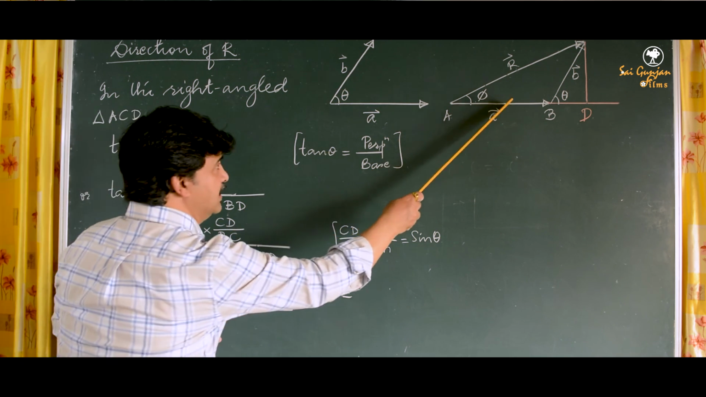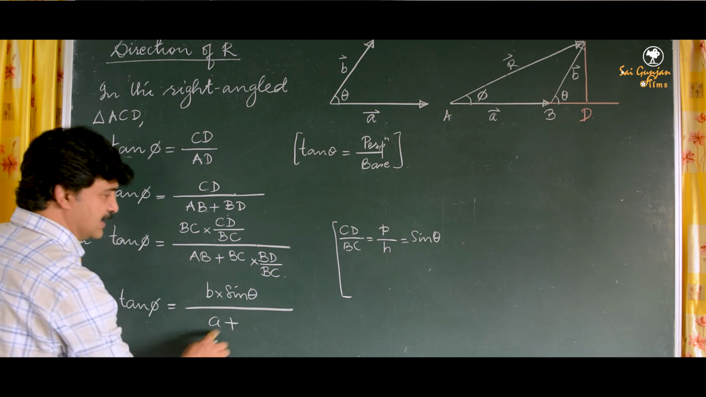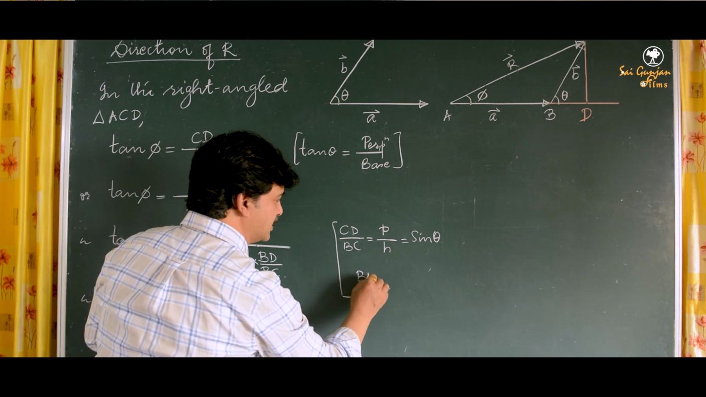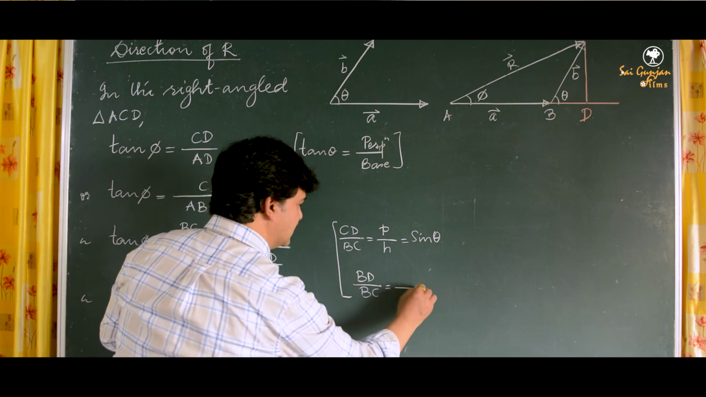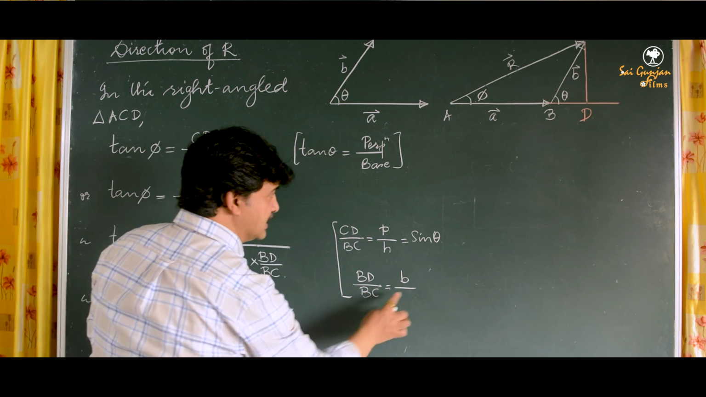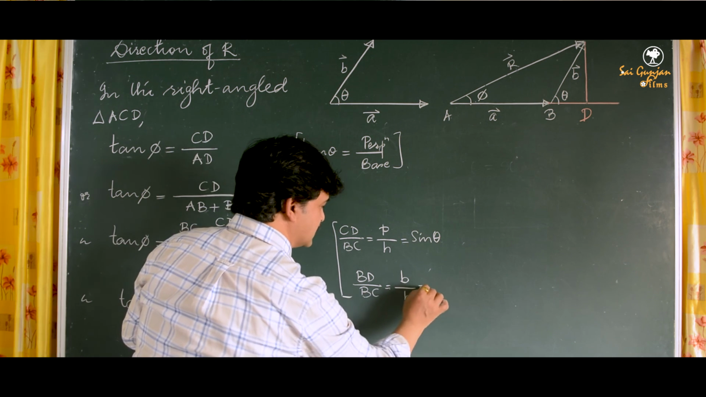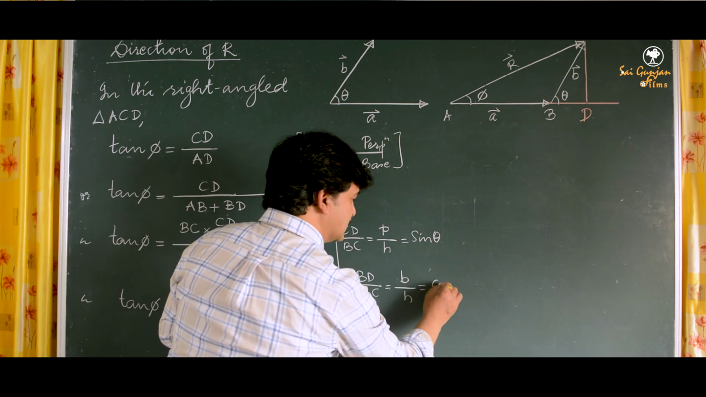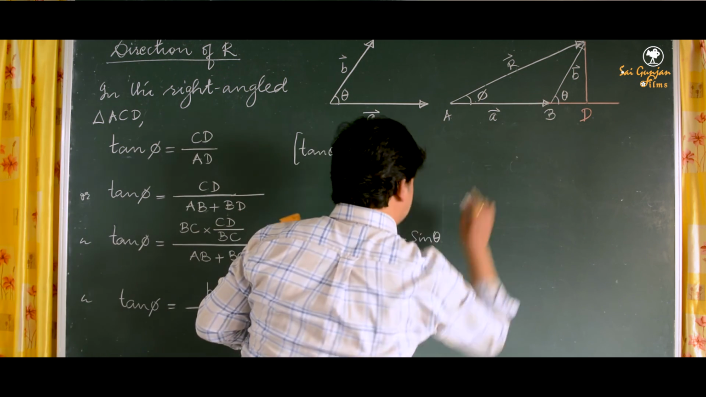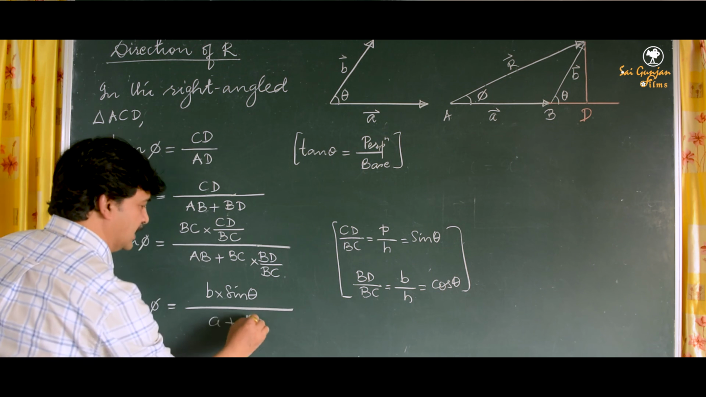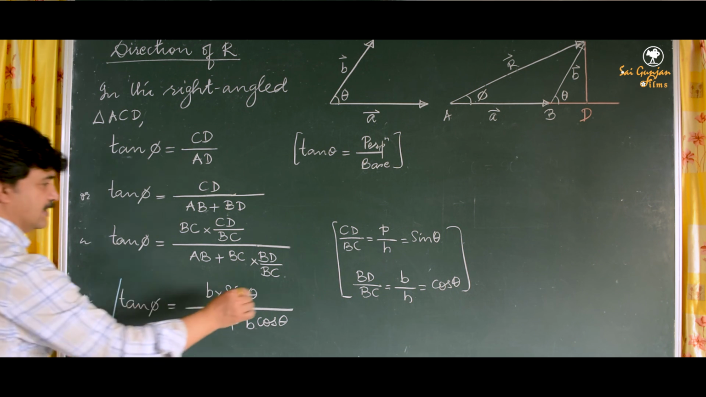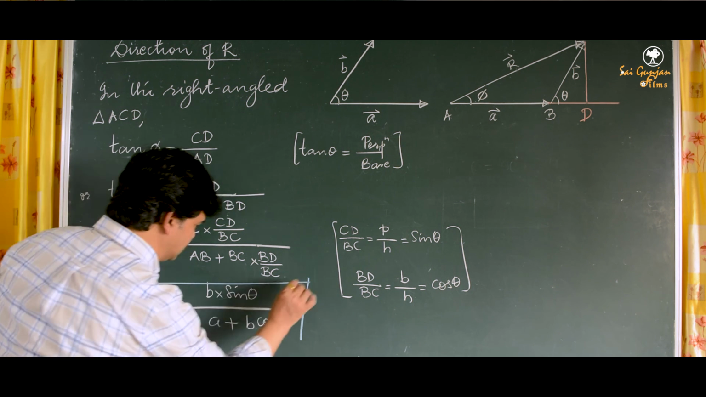AB, what is the value of AB? It is A plus BC. BC is B, and now BD by BC. BD by BC. BD for this triangle is the base, and BC for the triangle is hypotenuse. And what is base by hypotenuse? It is cos, isn't it? And the angle out here is theta. That's why this is cos theta. So this gives us the direction of the resultant vector.